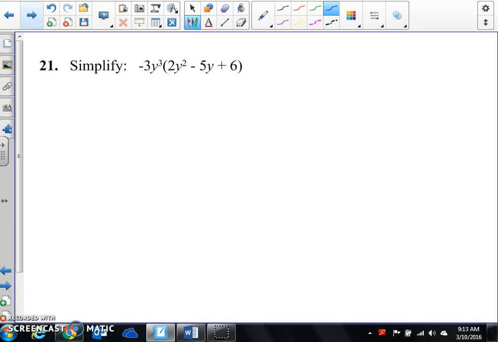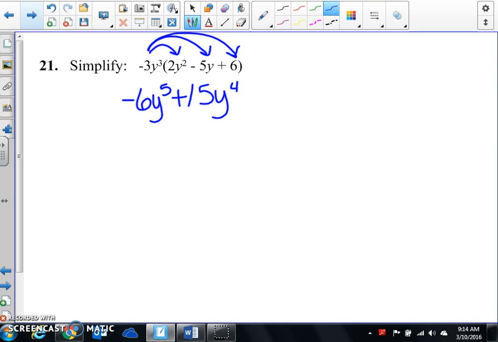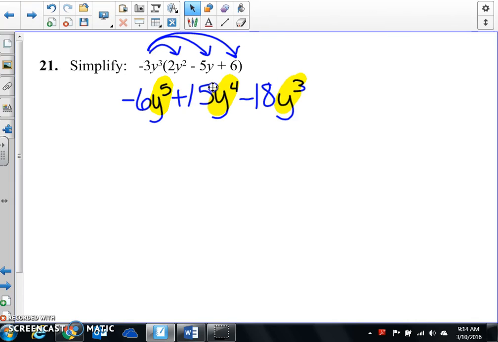All right, so this is a monomial times a trinomial, so we just distribute. Negative 3 times 2 is negative 6. Y cubed times y squared is y to the fifth. Negative 3 times negative 5 is a positive 15. Y cubed times y is y to the fourth. And negative 3 times 6 is negative 18, and then I've got that y to the third. And then before I move on, I need to make sure that they're in descending order. So I have y to the fifth, y to the fourth, y to the third. I'm good to go.